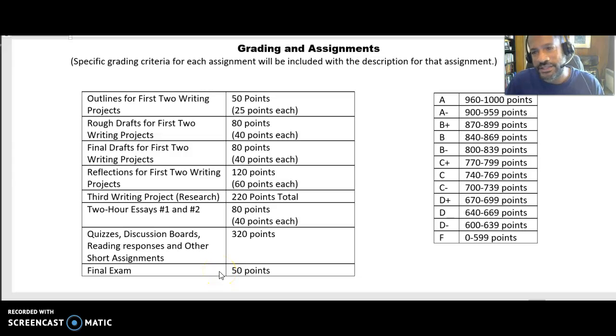And then we've got a final exam, which is another reflection assignment. For that, you're going to reflect on your work over the course of the semester. And so that's what we have for the exam. So that's generally how the assignments are going to play out.